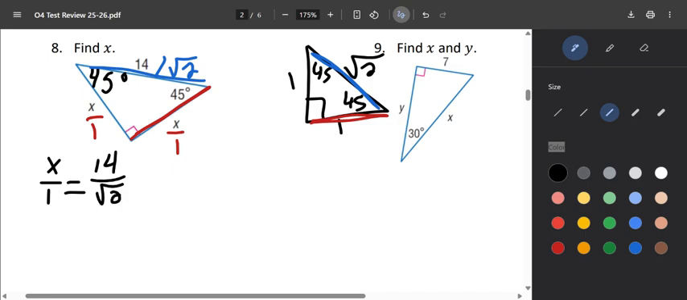Well, we can cross multiply, but for this one, we do have x over 1. If we have x over 1, x divided by 1 is just x. So we get x is equal to 14 over square root 2. This is technically an answer. We just don't like having the square root at the bottom. So we're going to fix that by multiplying the top and bottom by square root 2.